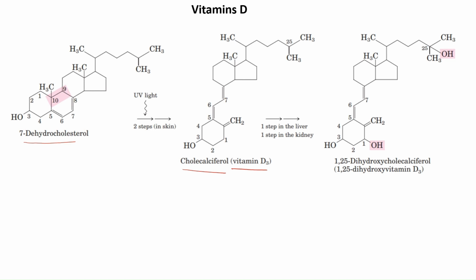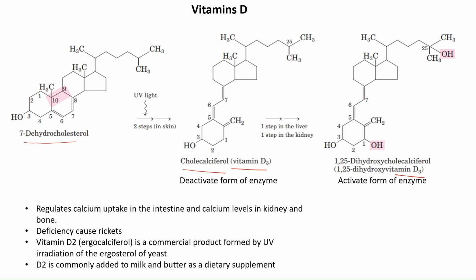So then this vitamin is converted into the active form in the liver and in the kidney. So hydroxy group is added at first and the 25th position to make it 1,25 dihydroxy cholecalciferol, which is the active form of vitamin D3. So now what is the function of vitamin D in our body? It regulates calcium uptake in the intestine and calcium level in kidney and bone.